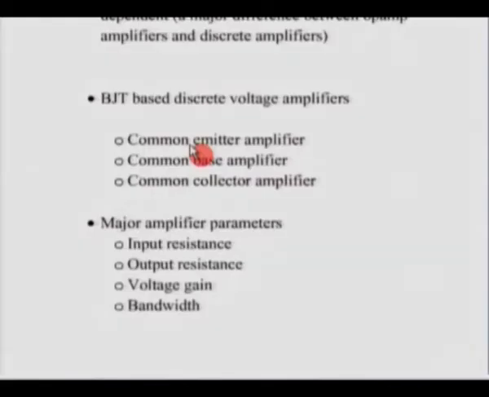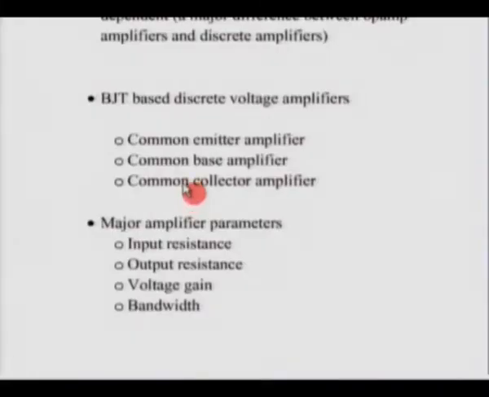Hence, the emitter is a common terminal, and most of the time it is at ground potential, and hence the word common emitter. In a common base amplifier, the base terminal would be most of the time almost at ground potential, and the input will be applied between emitter and base, and the output will be taken between collector and base terminals.